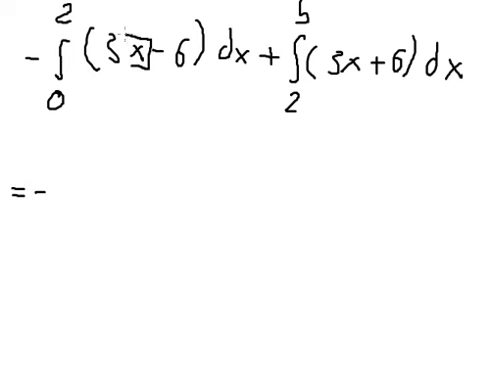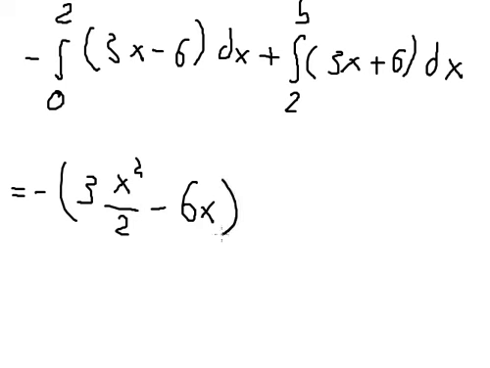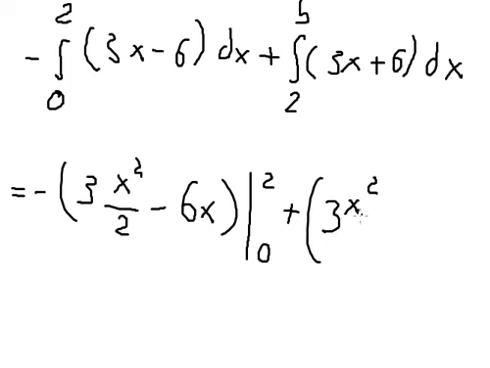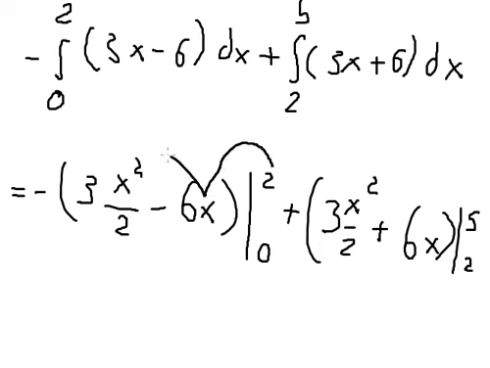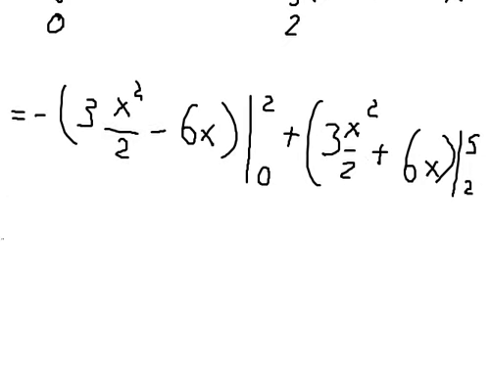The integration of x, we have x squared over 2. The 6 is 6x. And I will put the bounds from 0 to 2. Similar for the second one. Now I will put 2 in here, 0 in here. Similar for the second one.